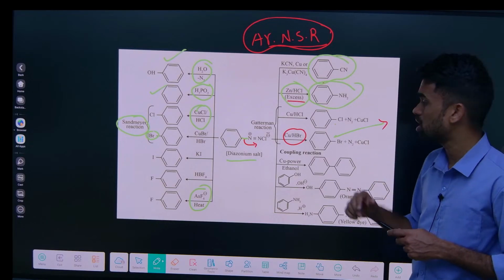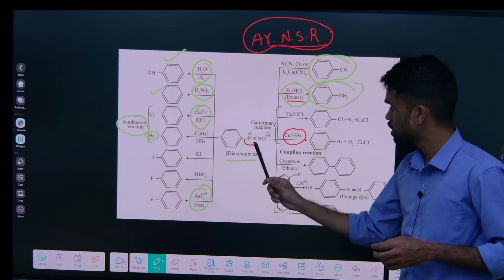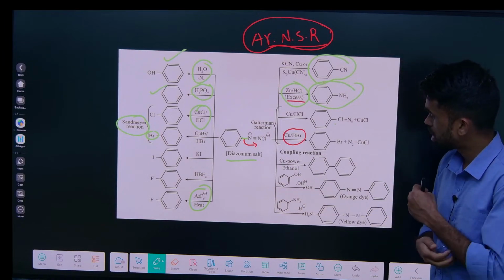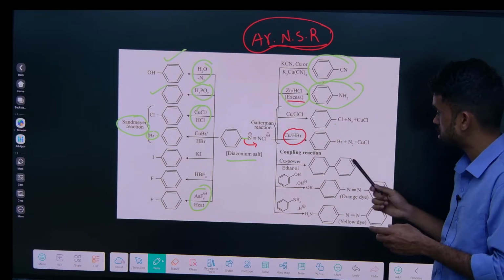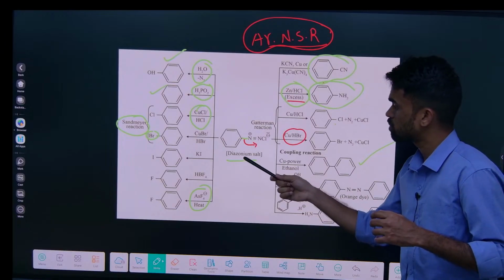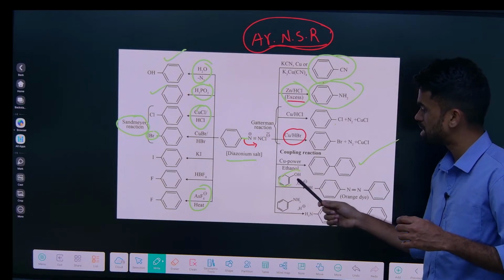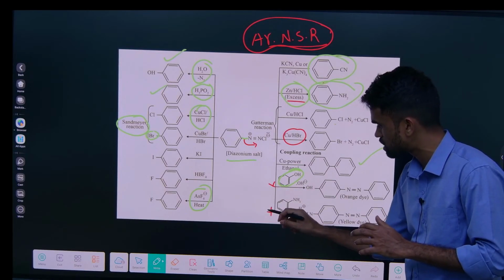What is that reaction called? Gattermann reaction. Then next, diazonium chloride with copper powder. So coupling reaction takes place and gives you biphenyls or diphenyls. Now diazonium chloride with phenol in basic medium. So this is one of the important reactions. These last two reactions are important.